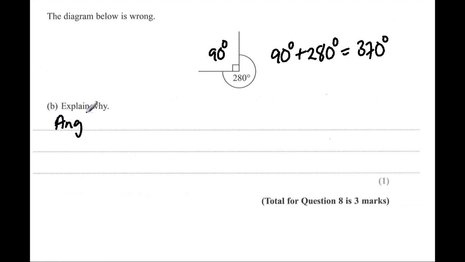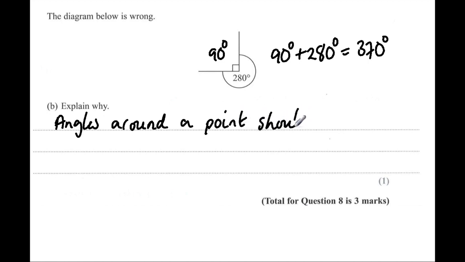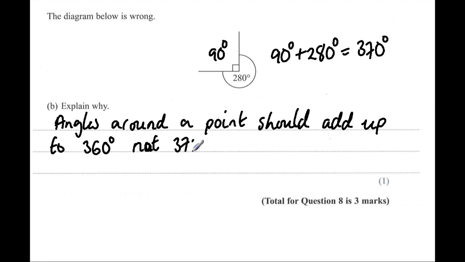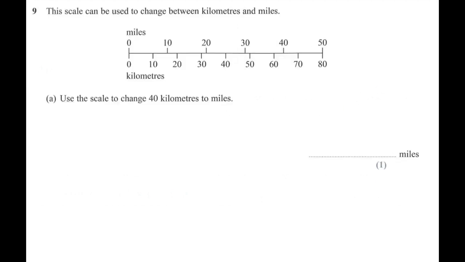Angles around a point should add up to 360 degrees, not 370 degrees. Question 9. This scale can be used to change between kilometers and miles.